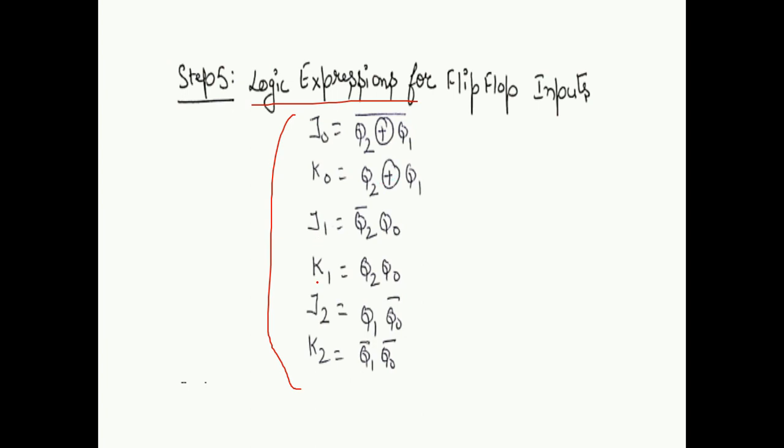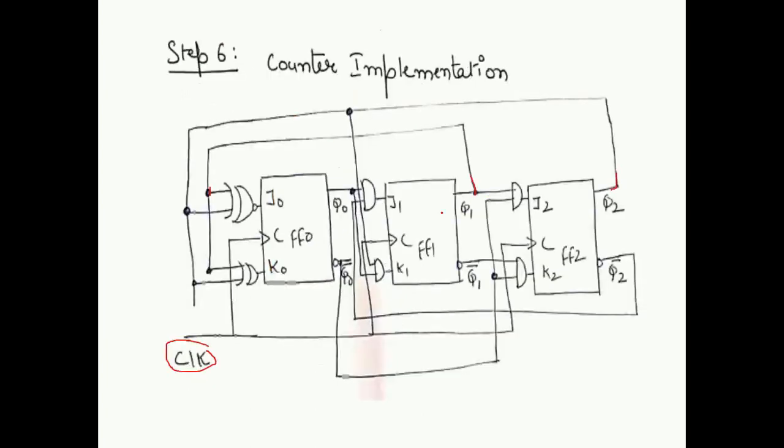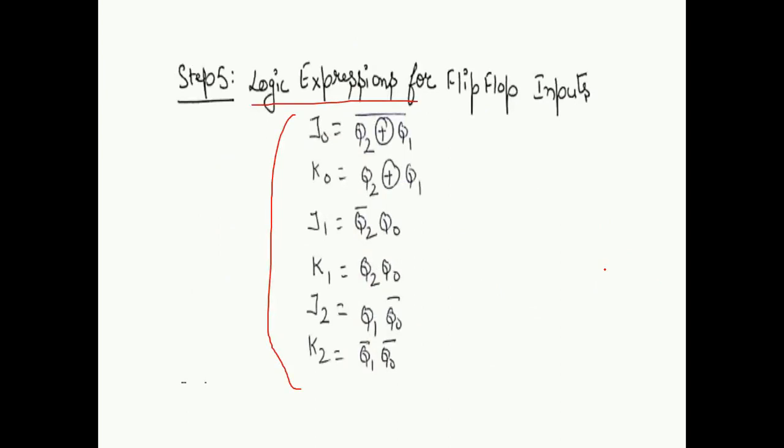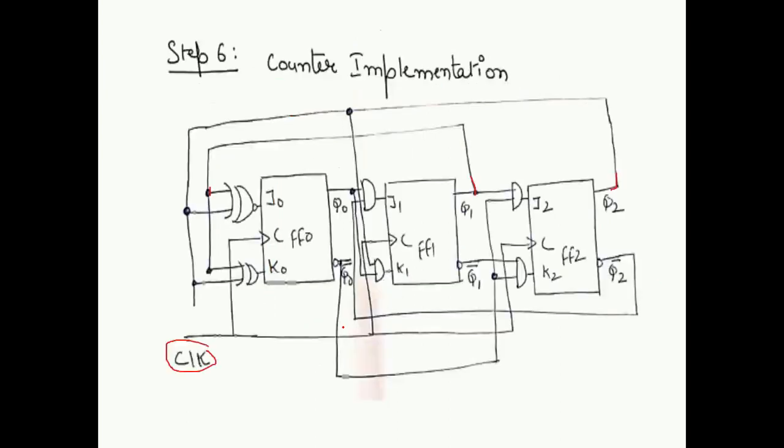Similarly, the value of J1 and K1, you can implement it. Although you may find this clumsy, but you can design the same by yourself. It will give you much more clarity about the circuit implementation. So this is the value for J1. So J1 is Q0 and from here you can see the signal Q2 bar. Similarly, K1 and J2 and K2.